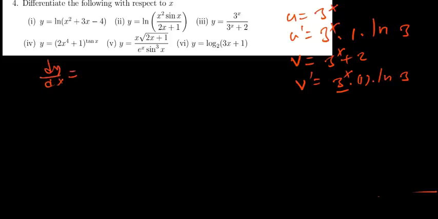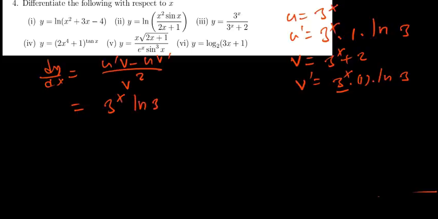Okay, so then v will be equal to 3x plus 2. V prime will be equal to, you keep this times the derivative of the power, in this case is 1, times the natural log of this number. The derivative of 2 is 0, so I'll leave it. So dy over dx, using the quotient rule, u prime v minus u v prime divided by v squared. So u prime is actually 3 raised to the power x natural log of 3.